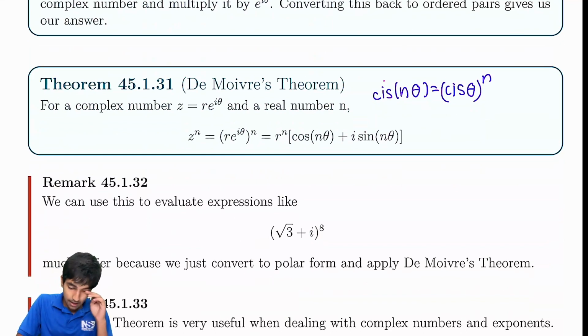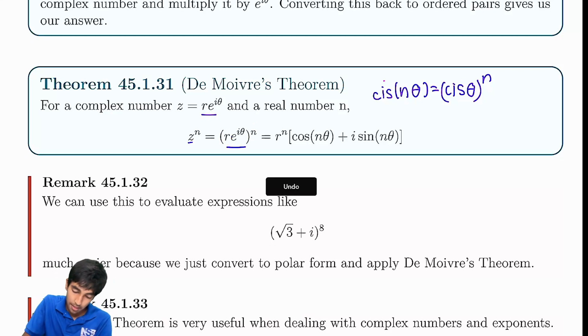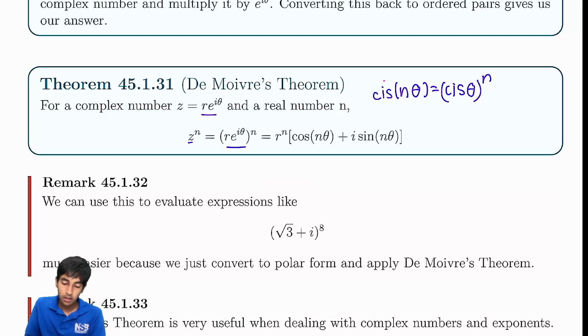So what this is saying is, let's say we have a complex number z, which is of this form. We just express it like this. Now we take the r to the n out, and then the e to the i to the n. That just becomes e to the i n theta, which is just this. So that's kind of using DeMoivre's theorem.